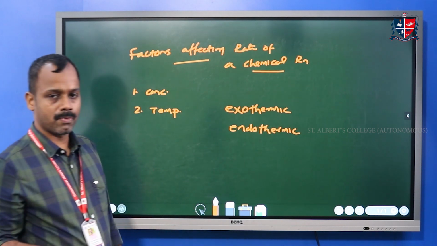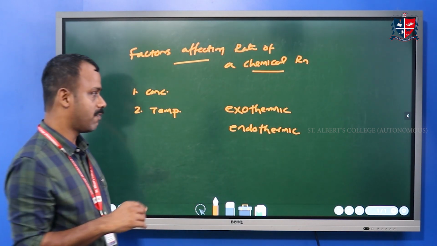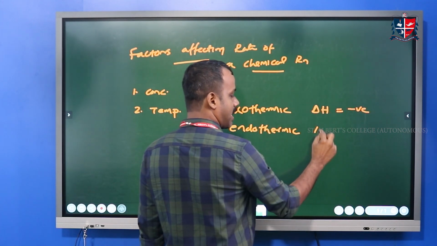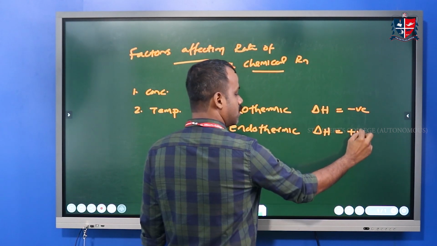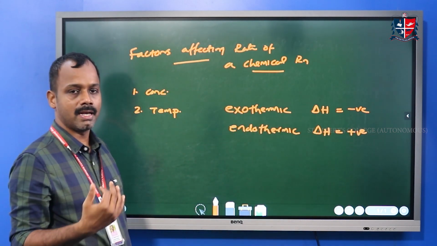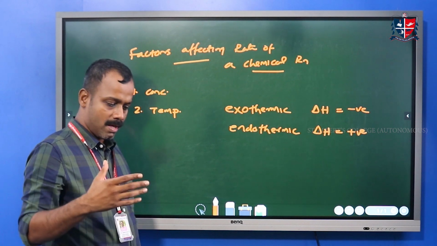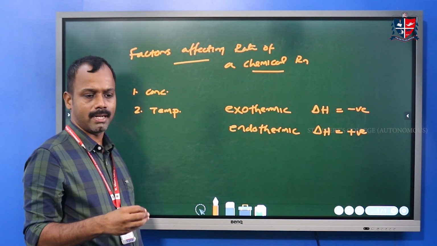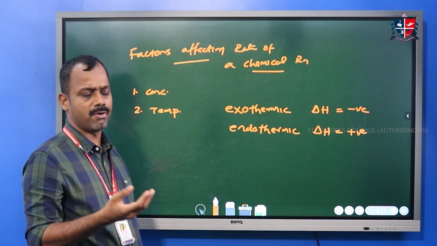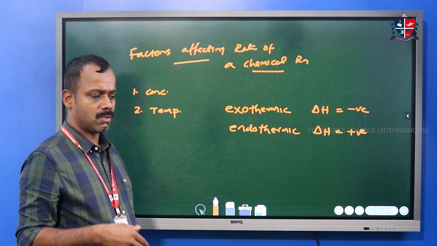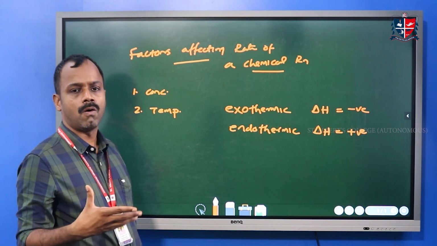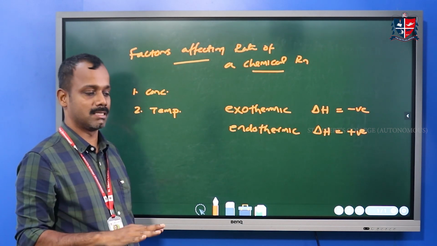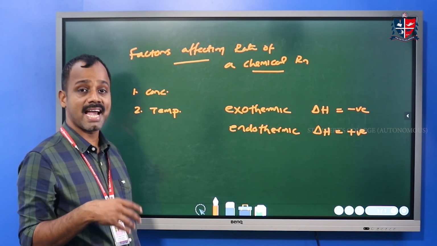So we have exothermic process and endothermic process. Exothermic means delta H is negative, and for endothermic delta H is positive. So suppose the reaction is exothermic. For example, dissolution of NaOH in water. It's an exothermic process. So instead of cold water, suppose we take hot water, then the rate of dissolution will decrease, because dissolution of NaOH is an exothermic process.